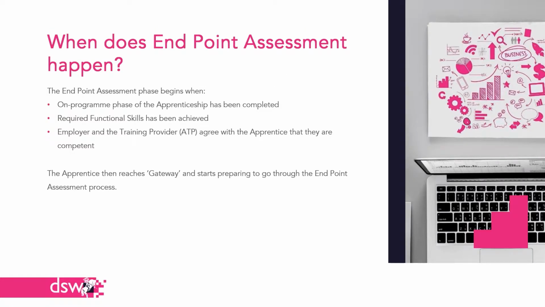When does endpoint assessment happen? Endpoint assessment begins when the on-programme phase has been completed, required functional skills have been achieved, and the employer and apprenticeship training provider agree that the apprentice is competent. The next stage is called Gateway, and it's when the apprentice begins preparing for the endpoint assessment process.